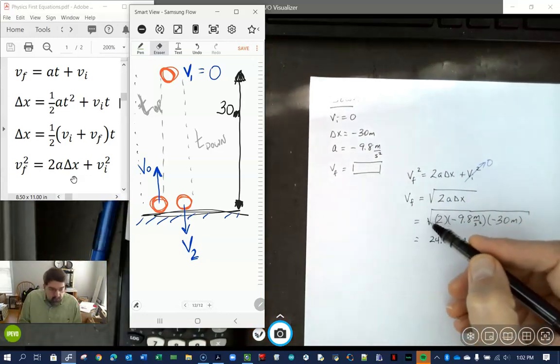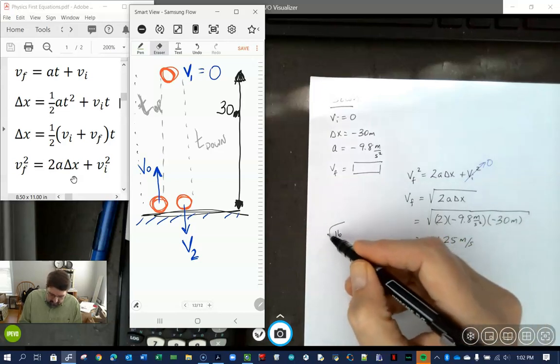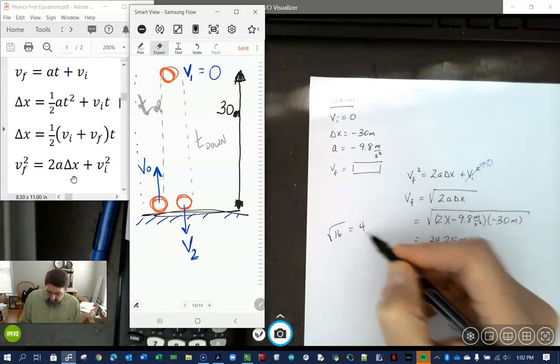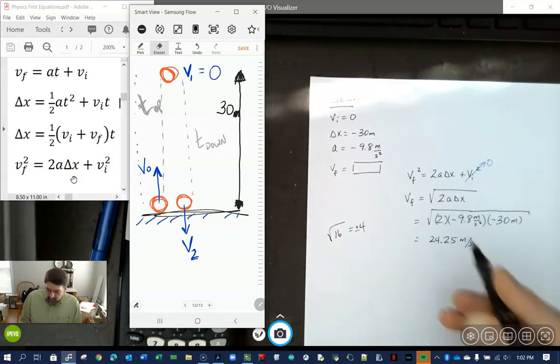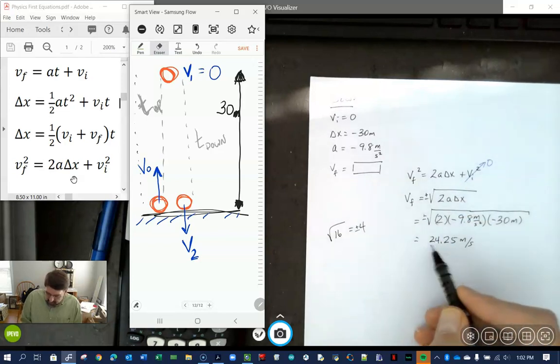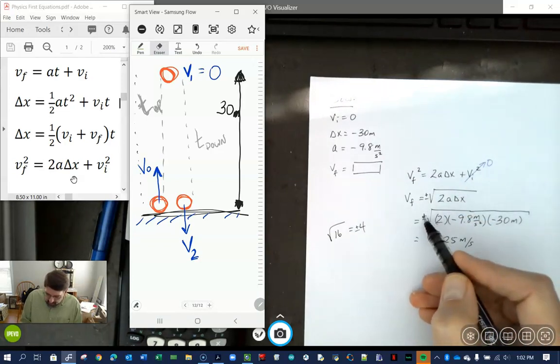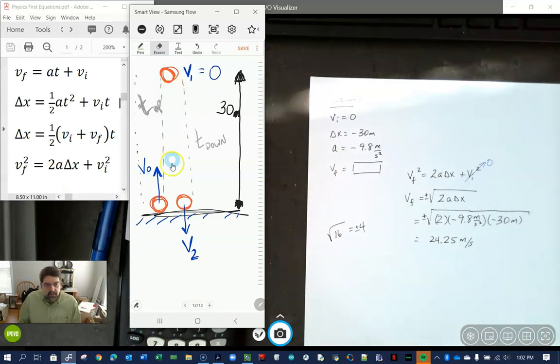This is the square root, right? So, for example, what's the square root of 16? A lot of people say the square root of 16 is 4, but it's not. It's plus and minus 4. So this is plus and minus. So which one do we choose? Is it plus or is it minus? Which way is the ball going on the way down just before it hits the ground? It's going down. So we would say this is negative 24.5.